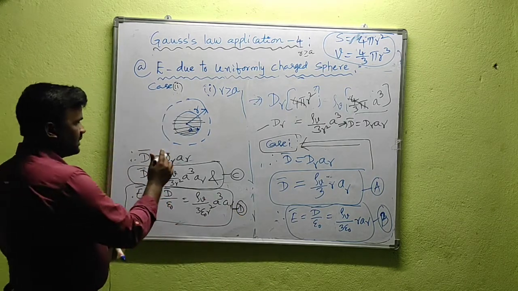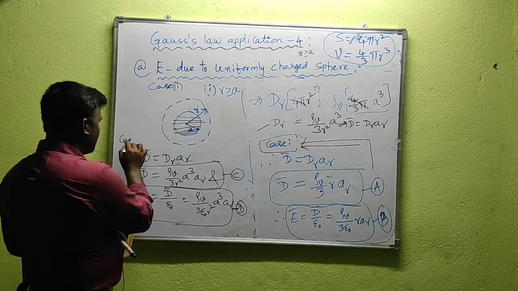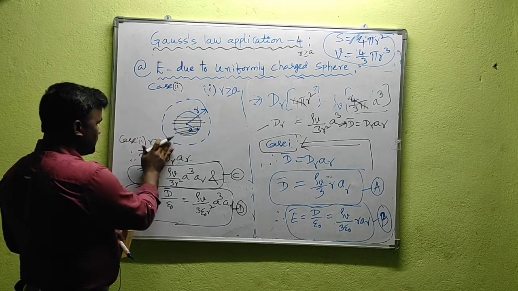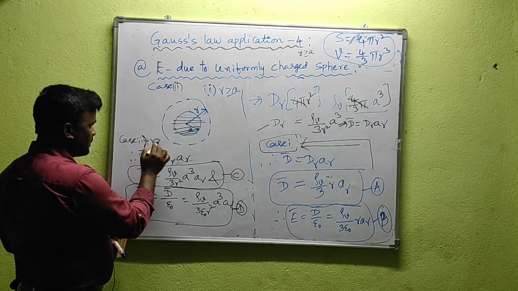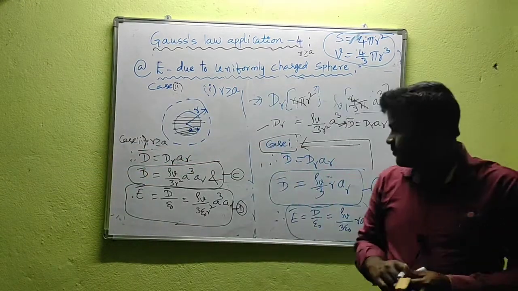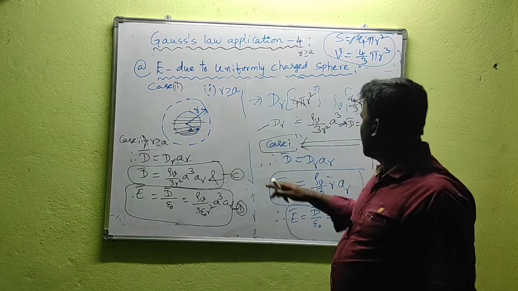Okay, which case is it? That is case 2. Case 2: R is greater than or equal to A. What is case 2? R is greater than or equal to A. Now we will draw one diagram for this case. It is R greater than or equal to A.